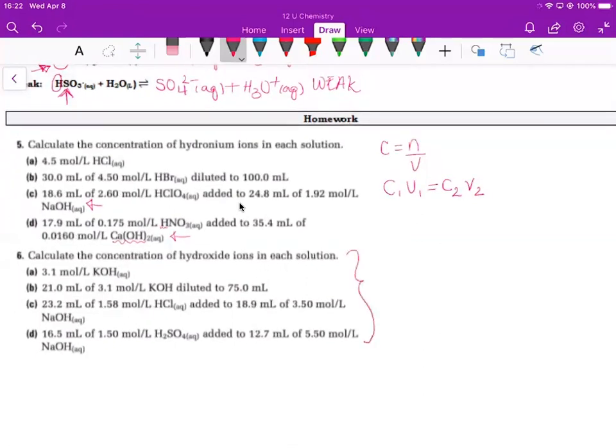You can find the answers at the back of the chapter. So we're in chapter 8. If you go all the way to the back, to the chapter 8 review, you'll see the answers there. If you have any questions, let me know and we'll see what we can do.